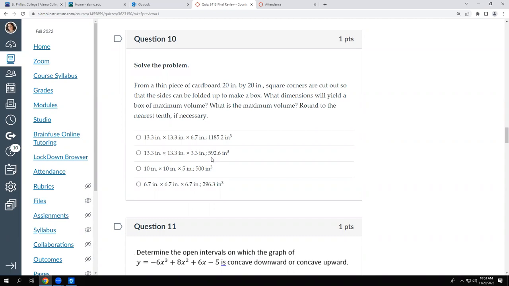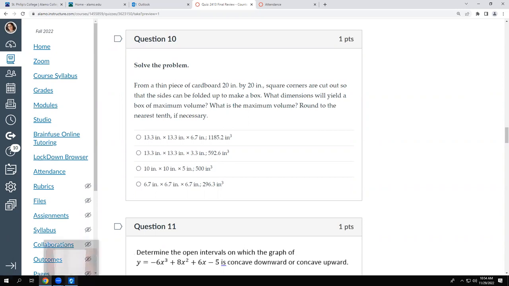Number 10. From a thin piece of cardboard, 20 inches by 20 inches. So I'm literally going to draw a little. 20 inches by 20 inches means it's a square, isn't it? I'm going to try to draw a square. It does not look like a square, but whatever. 20 inches and 20 inches. And it says square corners are cut out. I'm going to need a bigger picture than that. So that the sides can be folded up to make a box. What dimensions will yield a box of maximum volume? What is the maximum volume?